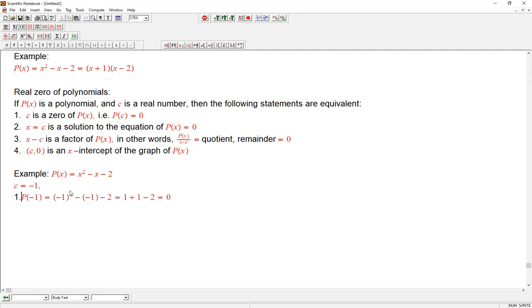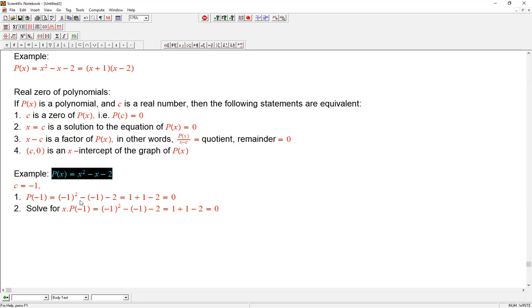That's equal to 0. Number 2, if we solve the equation P of X, if we solve for X by setting P of X equal to 0, and we solve for X, you can use a quadratic formula, factoring, or completing the square. So here we use factoring.